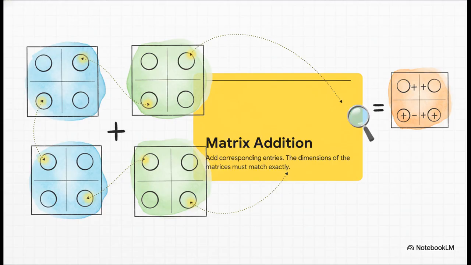Adding two matrices is incredibly straightforward. All you have to do is add the numbers that are in the exact same spot. The number in the top left corner gets added to the other top left corner, bottom right gets added to bottom right. You get the idea. It's a perfect one-to-one matchup, element for element.